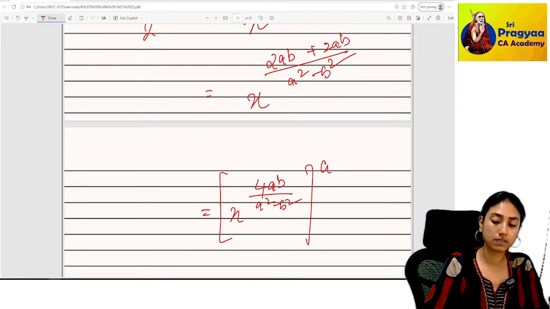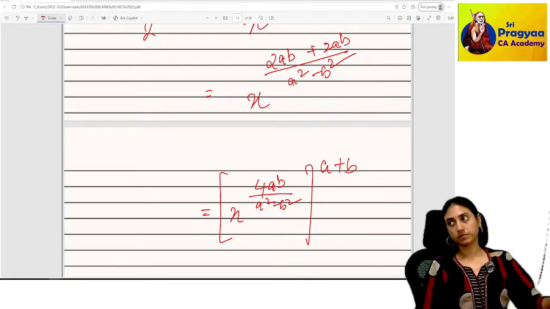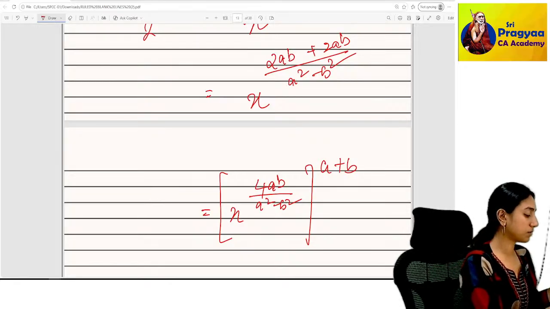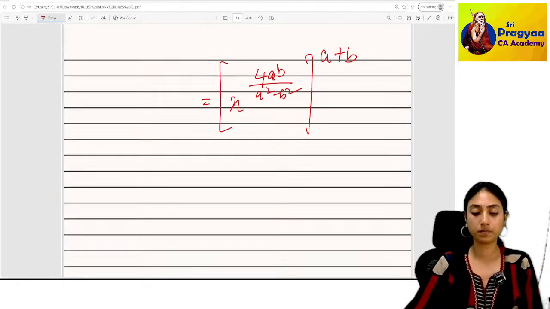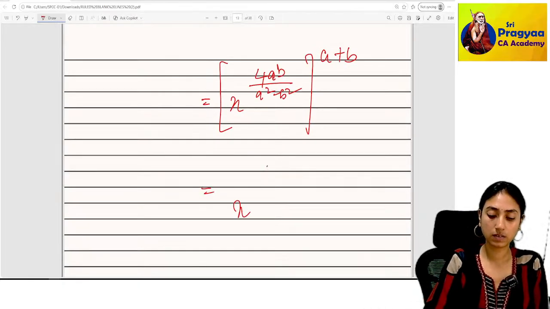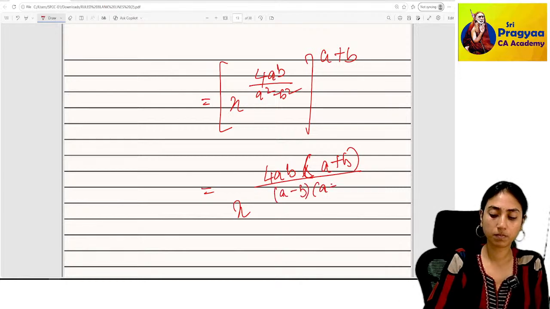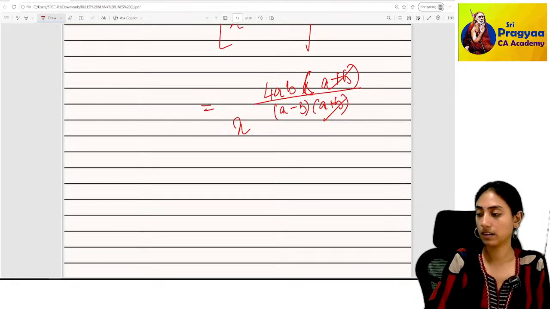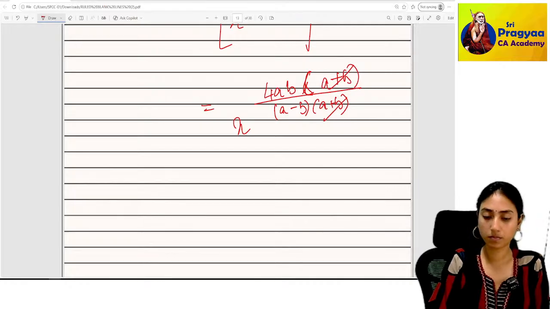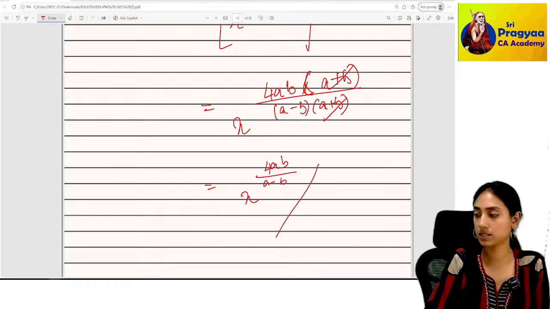What did I primarily have? This whole thing raised to the power of, what is this? Into, so this and this will get cancelled. And have x to the power 4ab divided by a minus b, and hence the answer is none of the above, D.